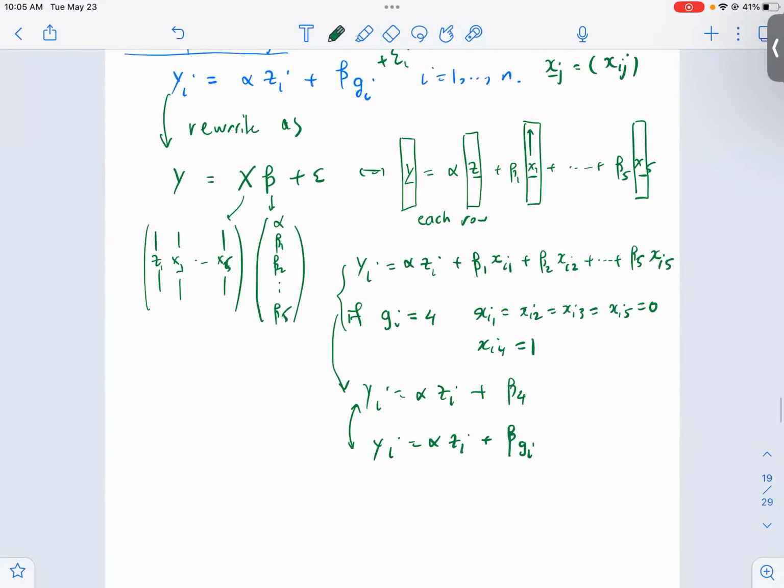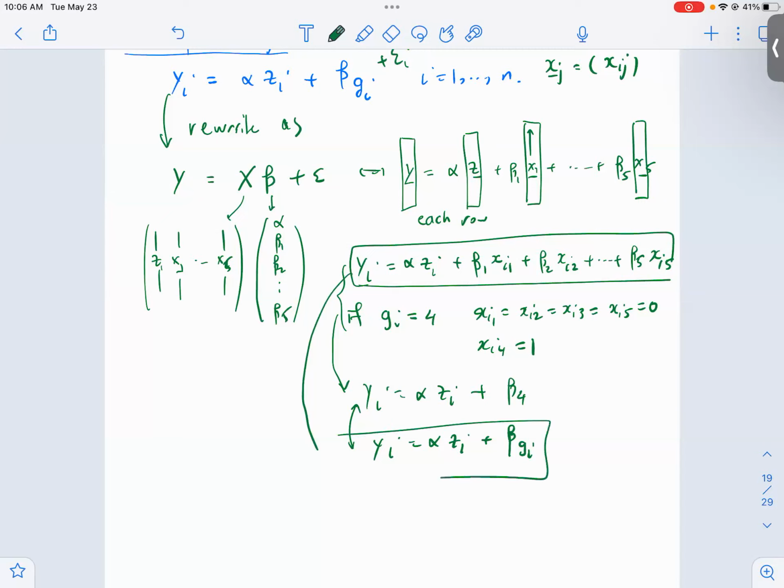But the main point is that this model is equivalent to that model. These two models are the same, just different encodings of the category. I just want to get that point across so that it's clear.